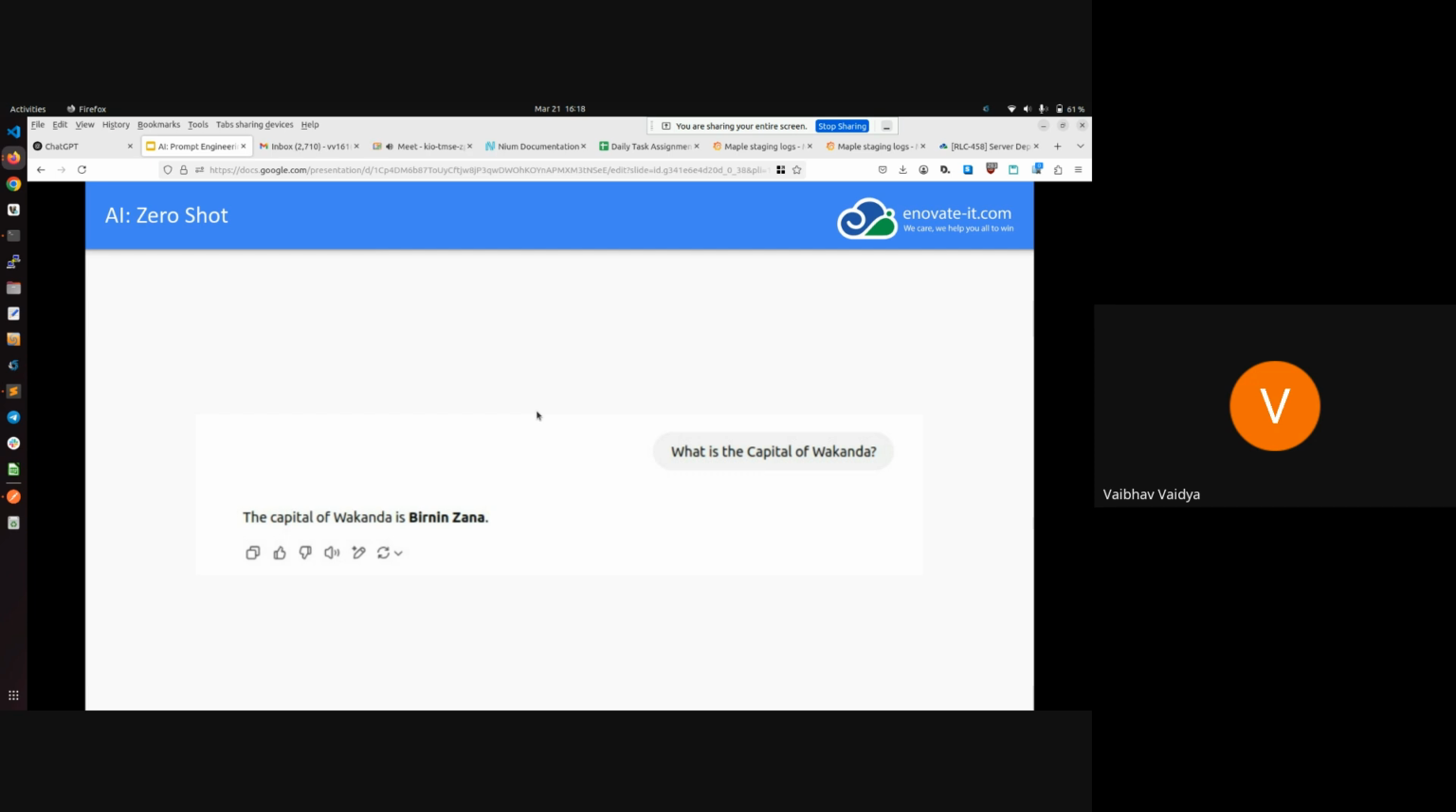Sometimes ChatGPT also mentions that yes, it is a fictional country. Sometimes it doesn't, like in this case. So I think I tried this two, three times, and 2 out of 3 times I just got the direct answer. The third time, I got a little bit more information in which they had mentioned that Wakanda is a fictional country in the Marvel Cinematic Universe. Okay.